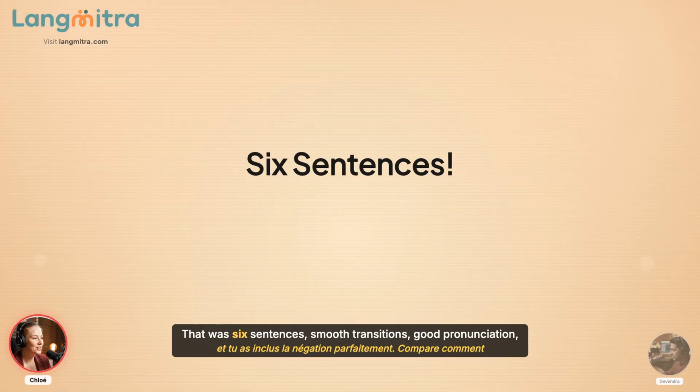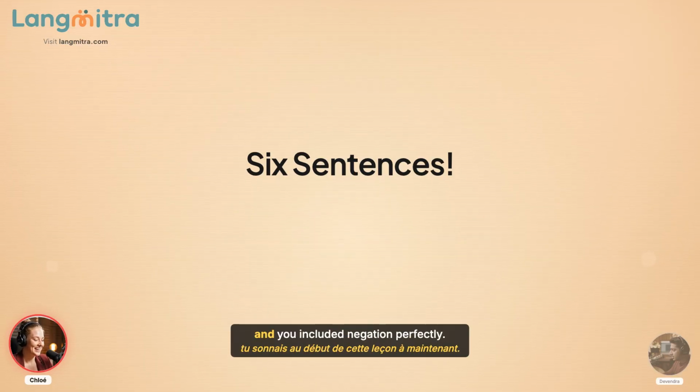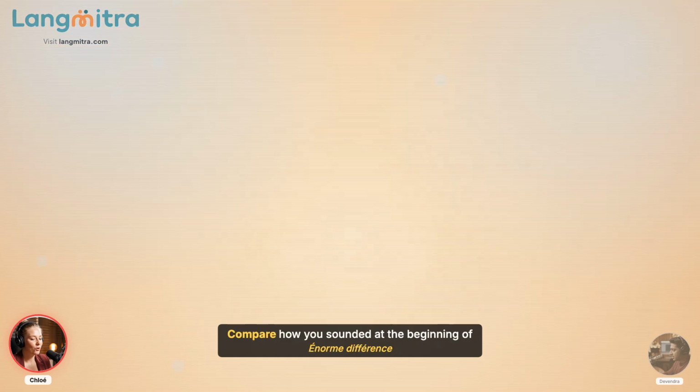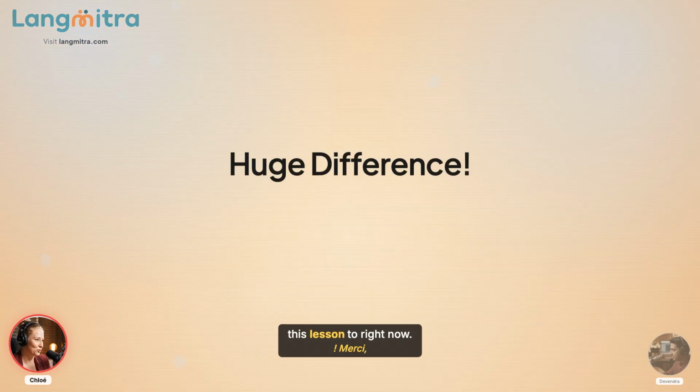Devendra, that was 6 sentences. Smooth transitions, good pronunciation, and you included negation perfectly. Compare how you sounded at the beginning of this lesson to right now. Huge difference. Thanks, Chloe. It actually felt natural that time.